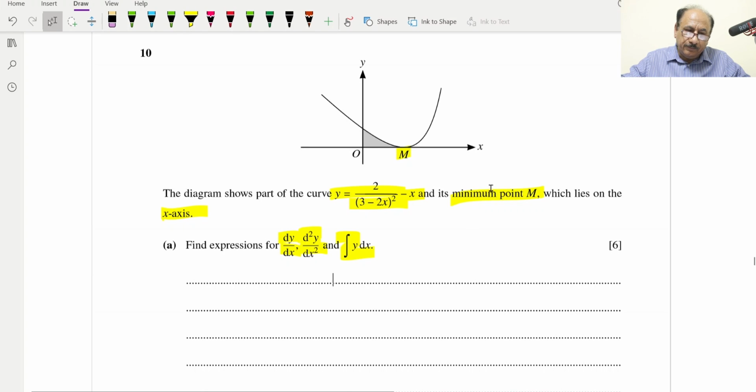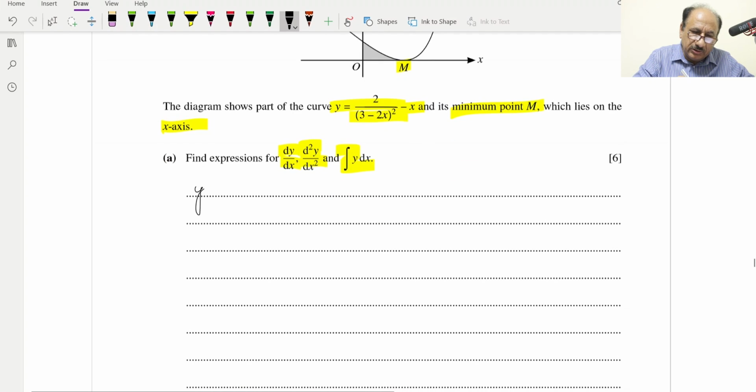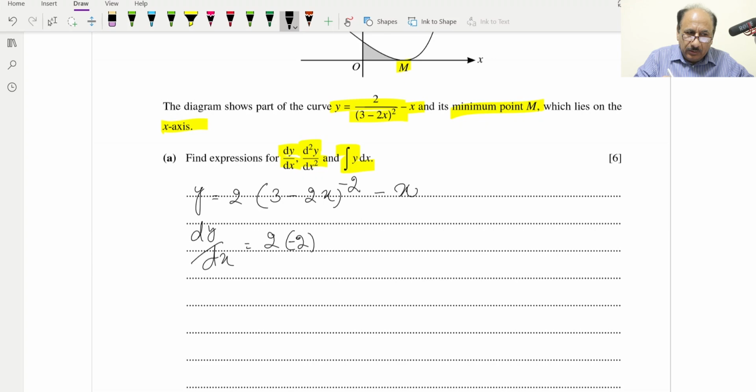So we will be writing the equation, and first of all we will be taking the derivative. The equation is y is equal to 2, and the denominator we can write as a negative power, so 2 times (3 minus 2x) raised to minus 2, and minus x. So this is our y value. Now we can write dy over dx. The derivative will be 2 constant as it is, and this power we will write first, so minus 2 into (3 minus 2x) raised to minus 2 minus 1 which is minus 3, into the derivative of whatever is inside which is minus 2, and minus the derivative of x which is 1.